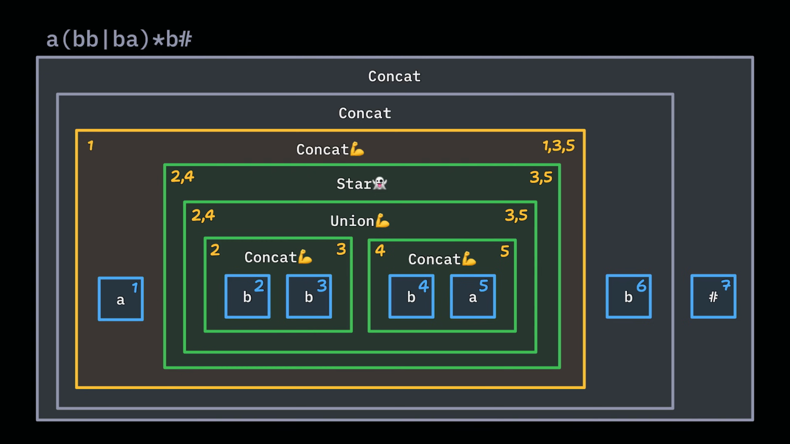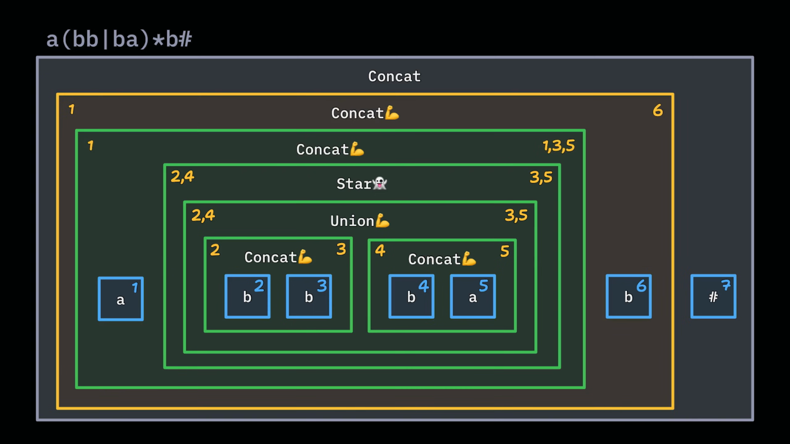Intuitively, this should also make some sense. The possibilities for this node is that it could end up being A with 0 repeats of the group, in which case the last position would be 1, or it could repeat 1 or more times, in which case the last positions could be the last character in either of those unions, that's position 3 or position 5.